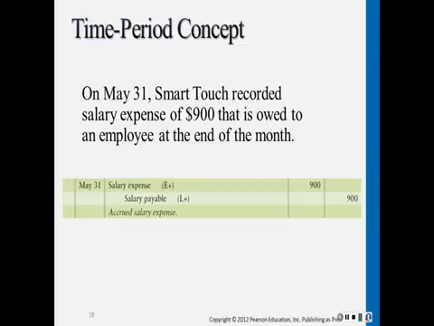Without this entry, $900 of May's salary expenses would be understated and net income would be overstated. The accrual entry also records the liability owed at May 31st. Without this entry, total liabilities would be understated.